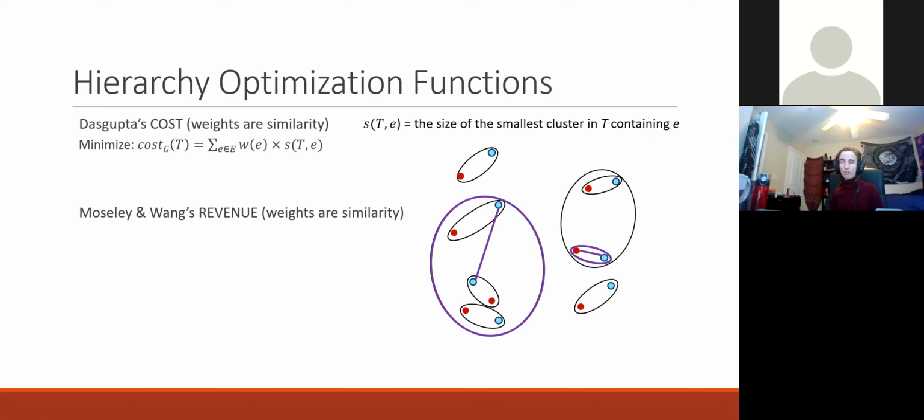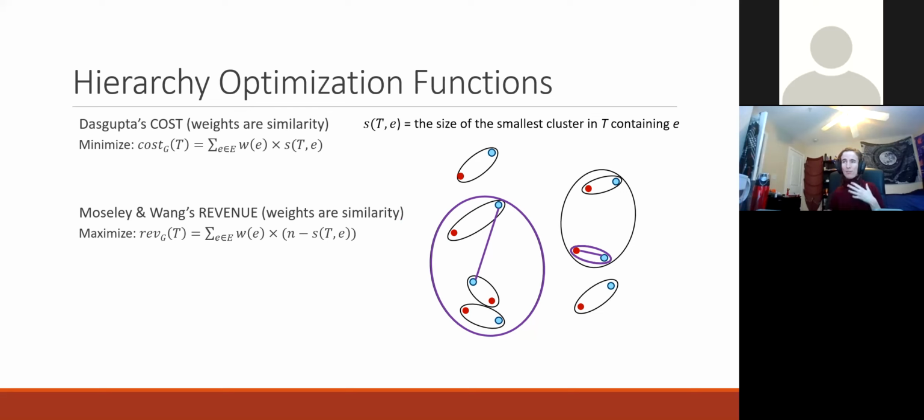Another optimization function of interest in this paper is going to be Moseley and Wong's revenue. So this is also in the context where edge weights are similarities. And revenue looks a lot like cost. The simple difference is that instead of multiplying by the size of the smallest cluster in the hierarchy containing an edge, it's the complement of that. It's the number of points outside of that cluster.